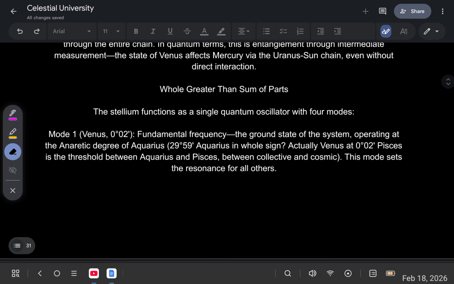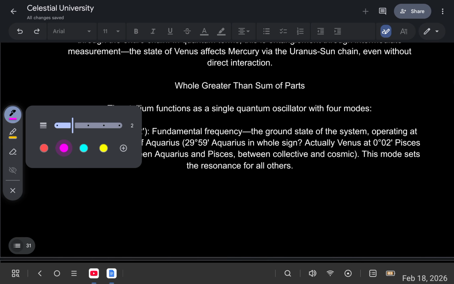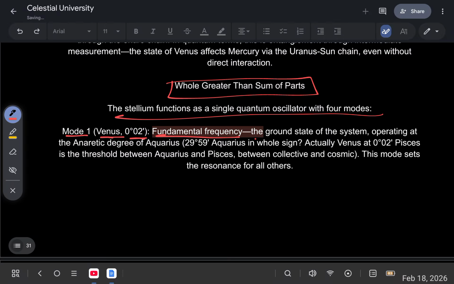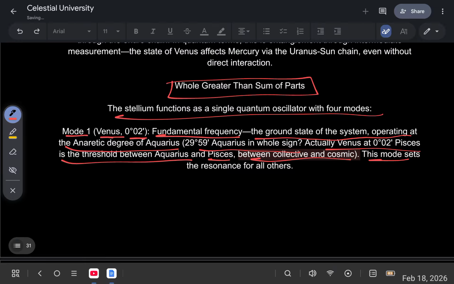Now, we look at the whole being greater than the sum of its parts. The stellium functions as a single quantum oscillator with 4 modes. So our first mode is Venus, at 0 degrees 02. That's the fundamental frequency, the ground state of the system, operating at the anaretic degree of Aquarius, which is 29 degrees 59 Aquarius. Actually, Venus is at 0 degrees 02 Pisces, and it's the threshold between Aquarius and Pisces, between collective and cosmic, and this mode sets the resonance for all others.